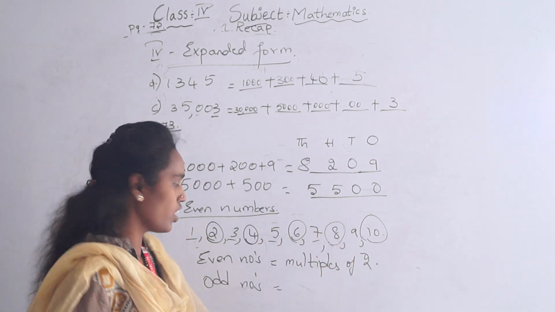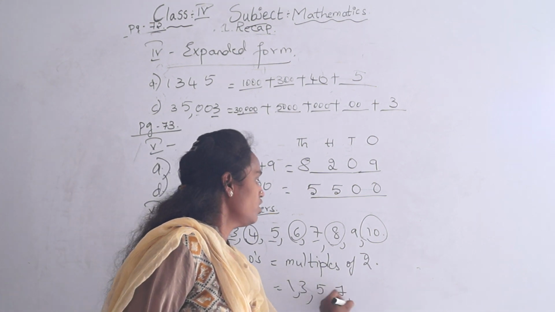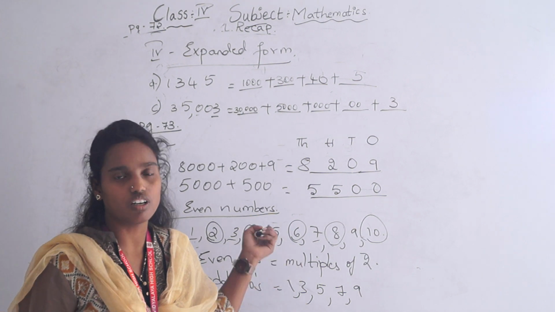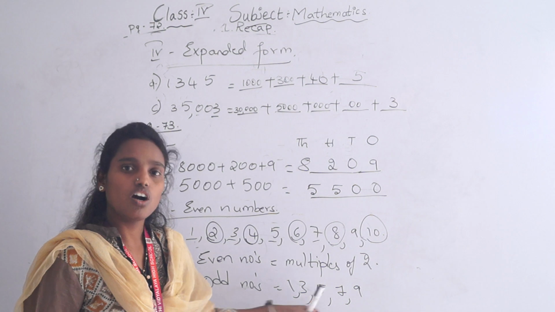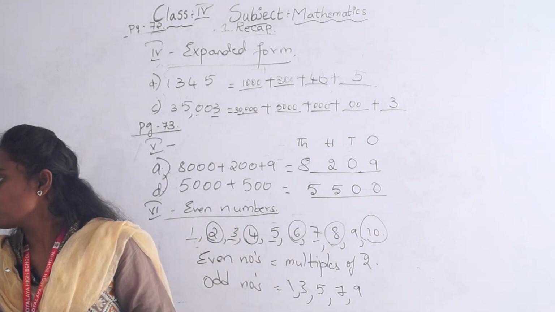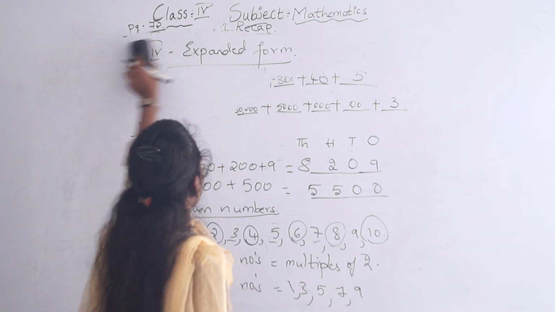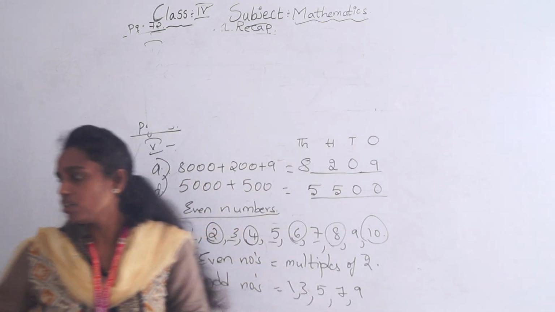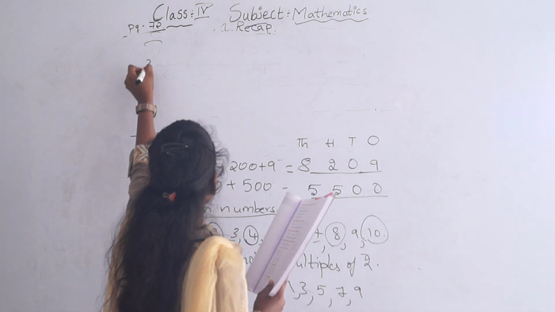Can you repeat once again? 1, 3, 5, 7, 9. So the numbers which are multiples of 2 are even numbers. The numbers which are not multiples of 2 are odd numbers. Okay, now we will go into the exercise. So what have they given? They have given a number and we should find whether it is an odd number or an even number. So what is that number?